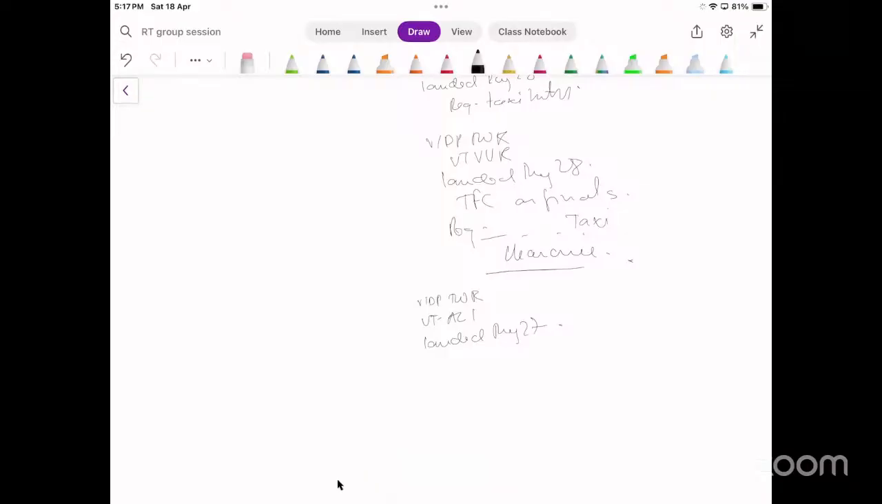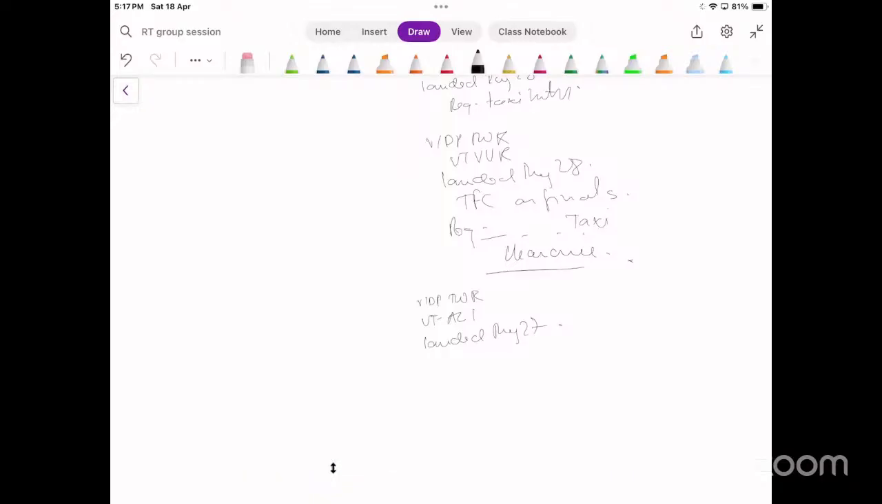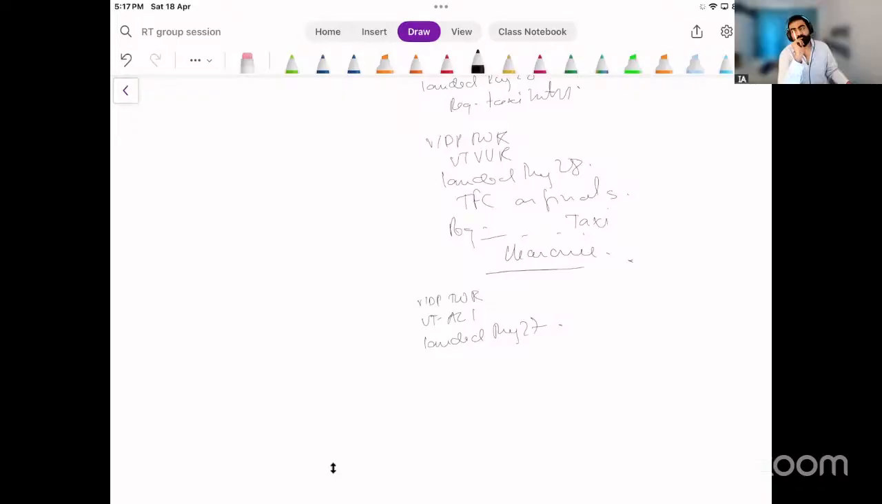Delhi Tower, Victor Tango November India November, landing roll complete. Request taxi instructions. Traffic on finals. Something different was tried. Landing roll completed. Good. But no.